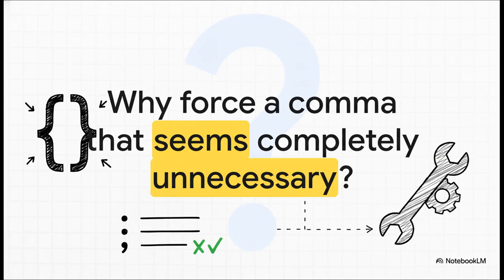Imagine you're writing a list. You've added the very last item, and the language forces you to stick a comma after it. It just feels wrong, you know? It looks totally redundant, but if you don't do it, boom, your code breaks. Why on earth would a rule like this even exist?